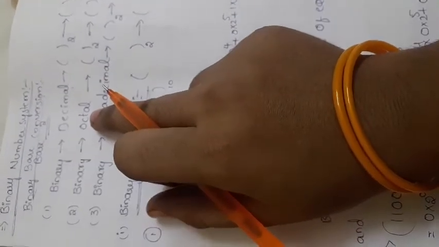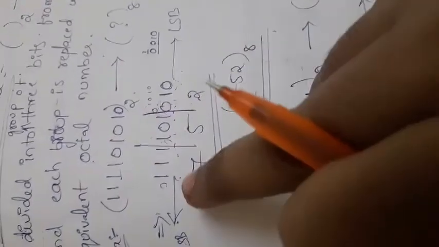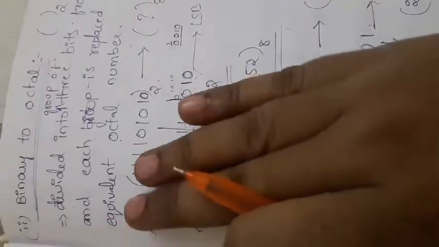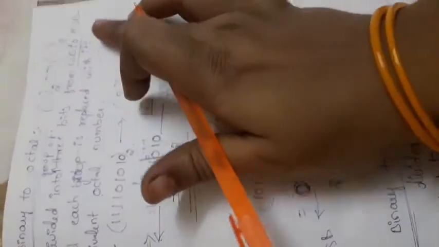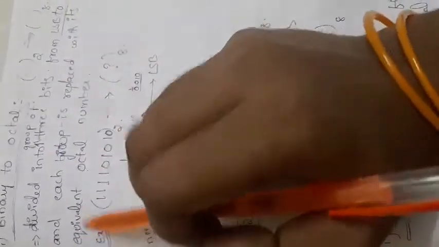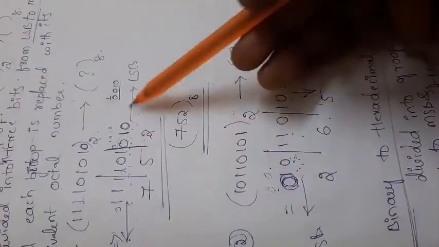How to convert a binary number into octal? We already know this procedure from the binary base conversions, so just refer to the notes, the binary to octal part. Whatever binary number we have is divided into groups of 3 bits, from LSB to MSB, and each group is replaced with its equivalent octal number.